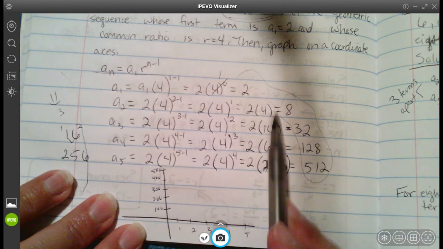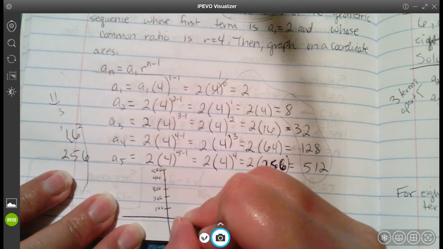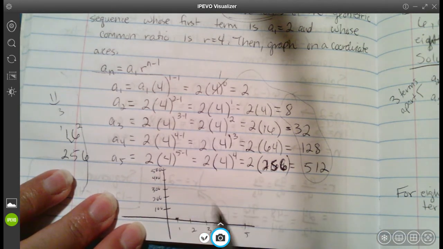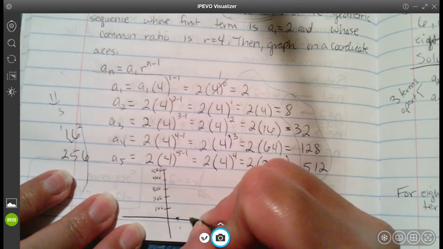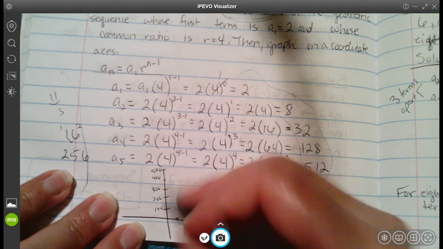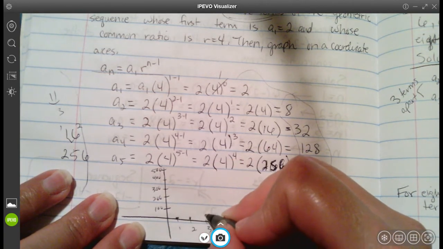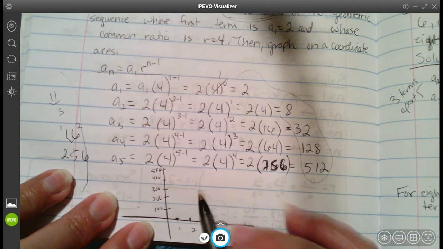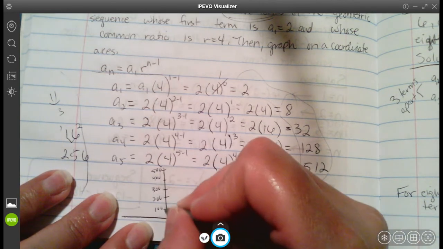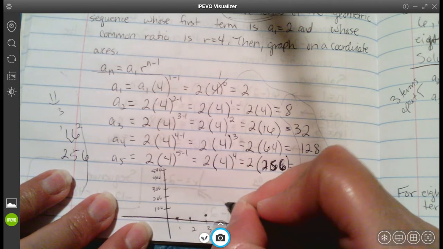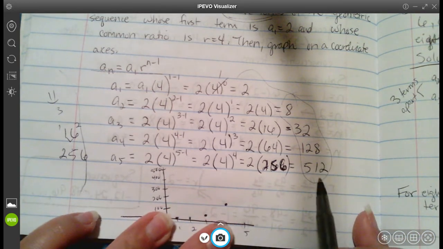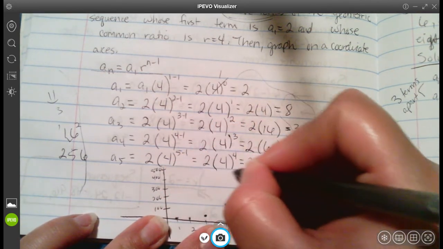1 is very, very close to the axis. It's practically 0. It's at 2, so it's somewhere down here. 2 is still pretty down there also because it's just 8. 3 is 32, so it's about a third up to 100. 4 is 128, so it's a little bit over 100. And then 5 is 512, so it's way up here somewhere.